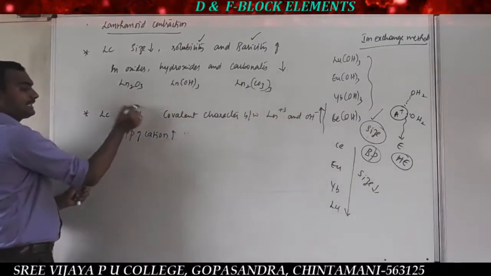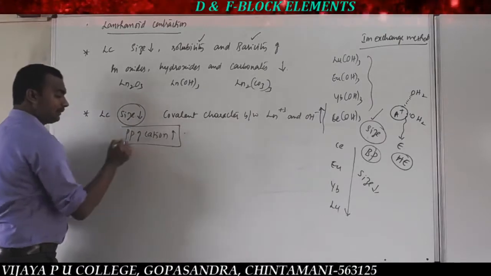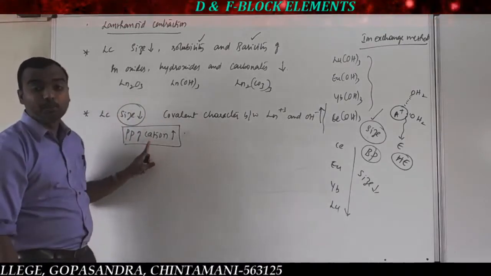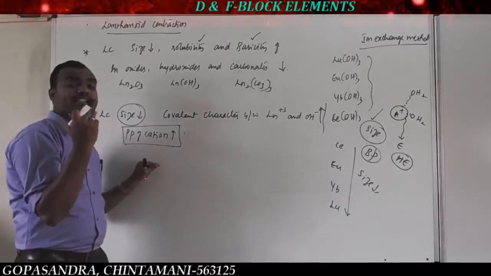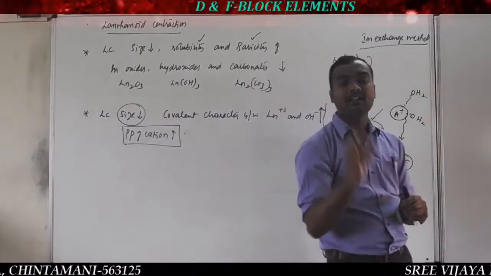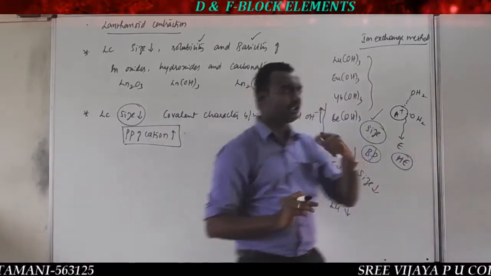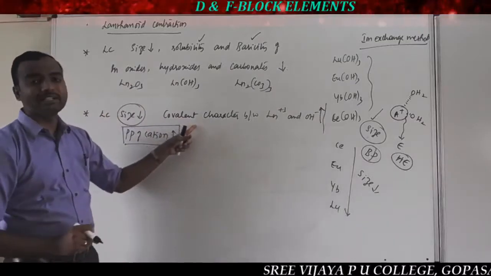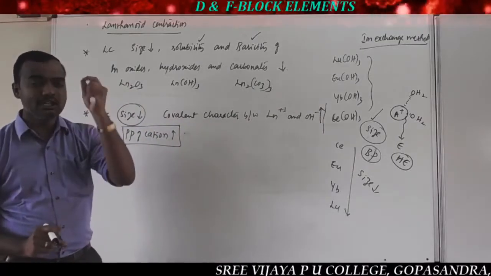Why is the size decreasing? The cation here is the lanthanide ion, so its polarizing power increases. As the polarizing power increases, it can easily polarize or neutralize the negative charge on the hydroxide ion. So as the polarizing power increases, definitely the covalent character increases. That is according to the Fajans rules.